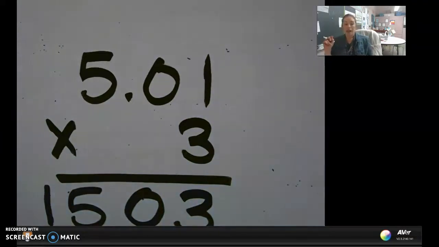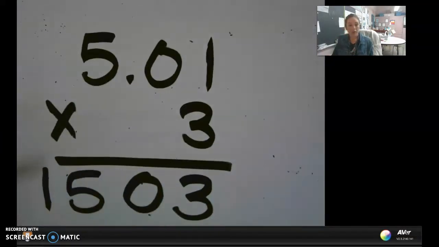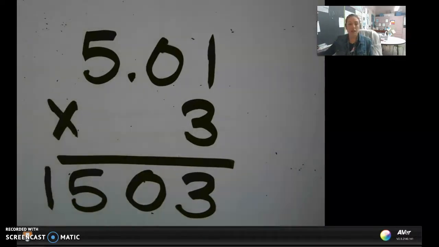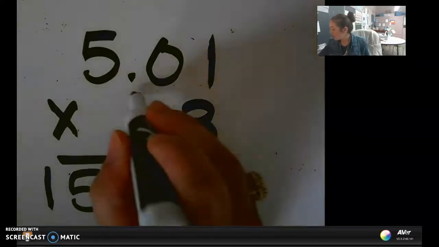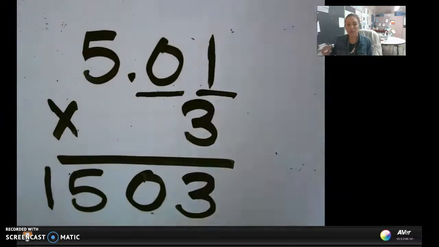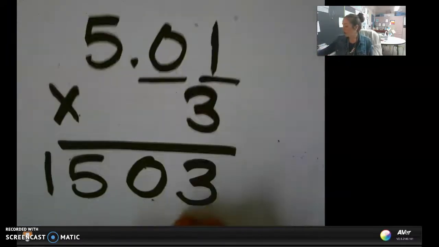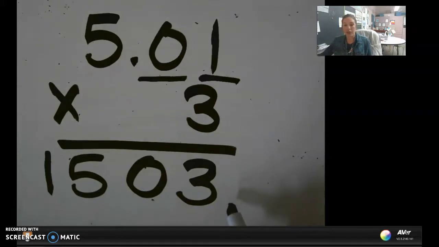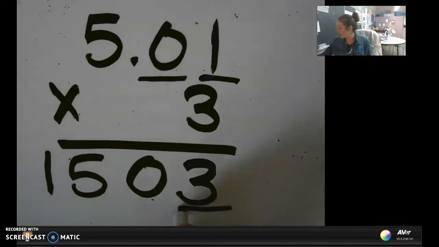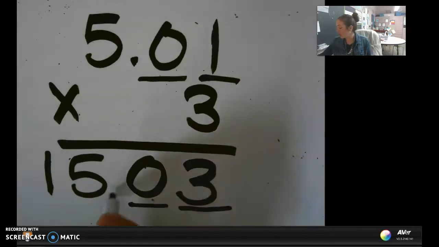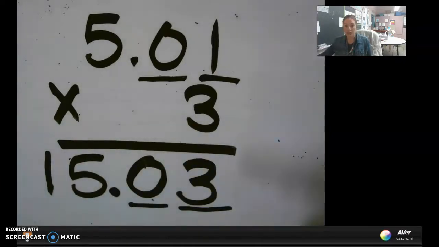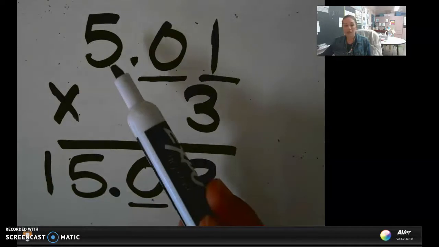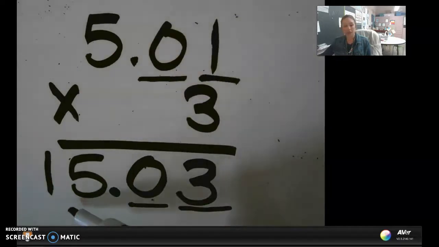Okay, I have taken care of steps 1 and 2. Step 3, underline the place values behind the decimal in your factors. So I'm going to underline here and here. Then step 4, starting at the right-hand side, underline the exact same number and put a decimal under that last number. Now let's look and see if this is reasonable. If I multiply 5 times 3, should I get 15? Yes, this is reasonable.